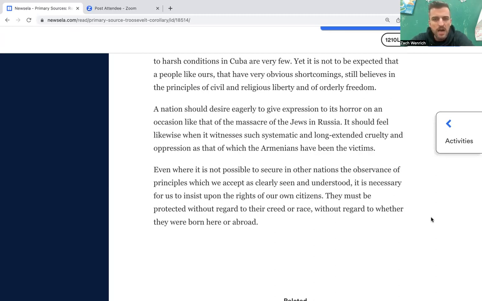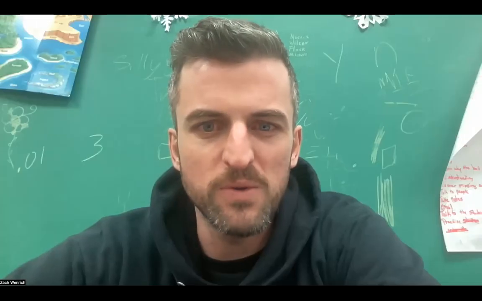Even where it is not possible to secure in other nations the observance of principles which we accept as clearly seen and understood, it is necessary for us to insist upon the rights of our own citizens. They must be protected without regard to their creed or race, without regard to whether they were born here or abroad. And that is the Roosevelt corollary.